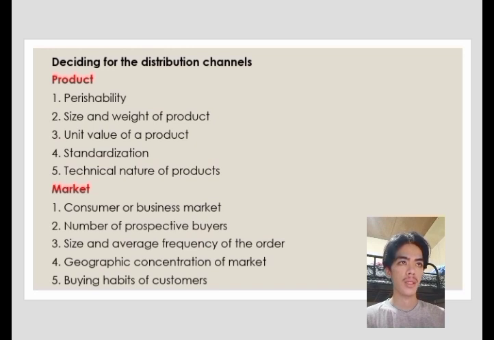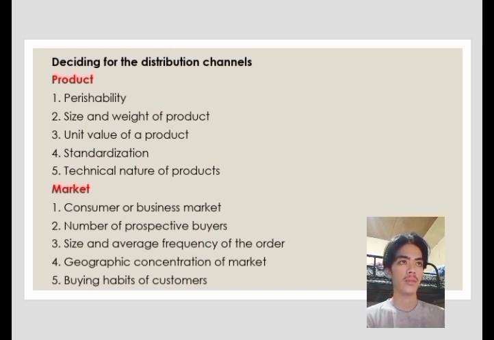Fifth is technical nature of products. Industrial products which are highly technical in nature are typically distributed straight to the industrial users and take lesser time and adopt a shorter channel of distribution. Next is market. Marketers usually choose a distribution channel based on what the customer wants, how, where, and under what situations. The following factors are considered in this regard.